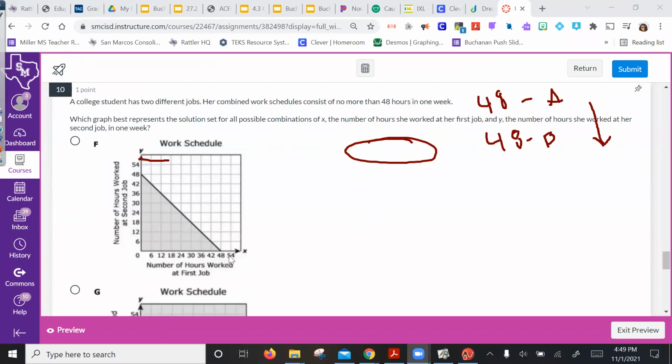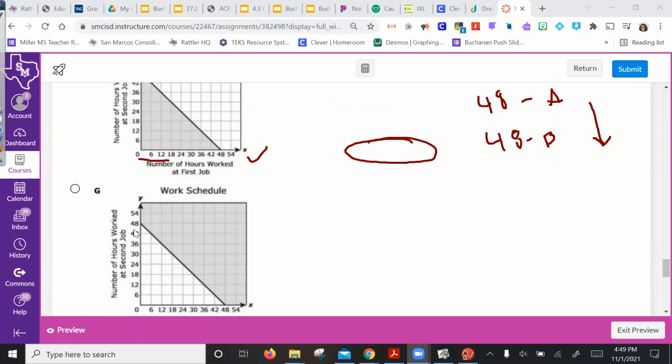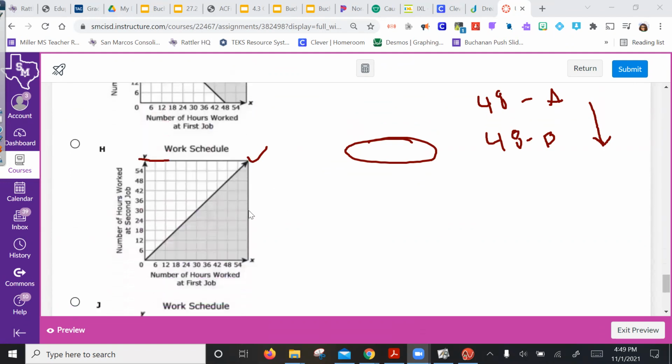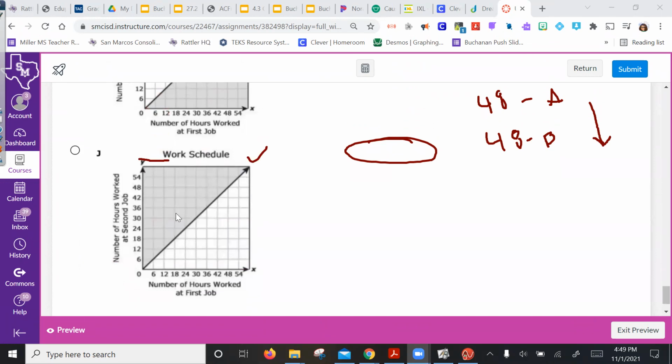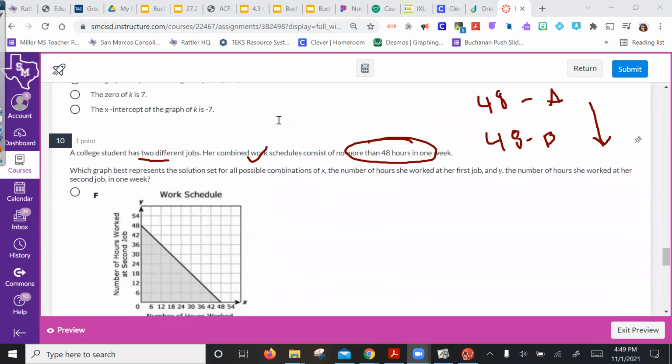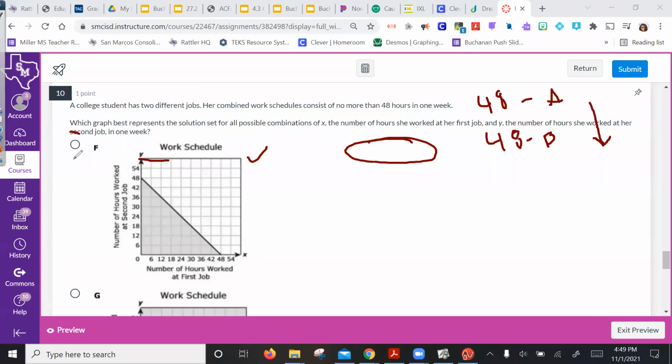So we have 48, 48, shaded down. That looks exactly like what I'm looking for, but I'm going to go through all of them just to be safe. 48, 48 shaded up? That's saying she works over 48 hours every week. No. This one says she can work 0 hours, but it's going over 48, going to 54. So that is not correct. And same thing here, that line is not correct. The only one that has a correct line and correct shading is F, because we needed 48 as the max, 48 as the max, and shaded down.